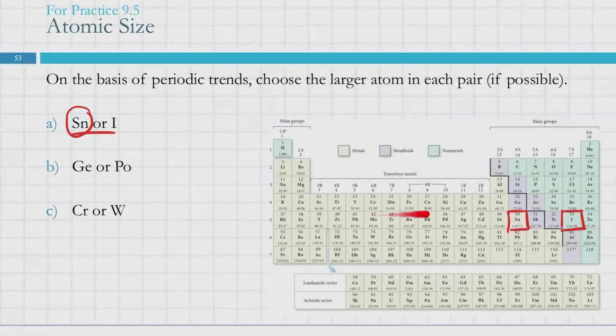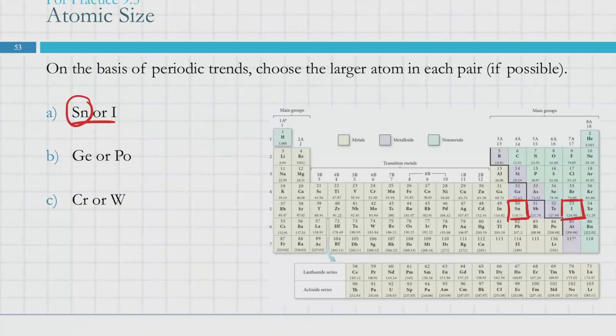So we get a slight decrease as we move left to right because tin has 4 valence electrons. It's going to have an effective nuclear charge of 4. Iodine has 7 valence electrons. It's also going to have an effective nuclear charge of 7. That increased effective nuclear charge is going to cause the electrons to pull in slightly. That's why we get shrinkage as we move left to right. So things that are further to the left are going to be bigger. So tin is bigger than iodine.